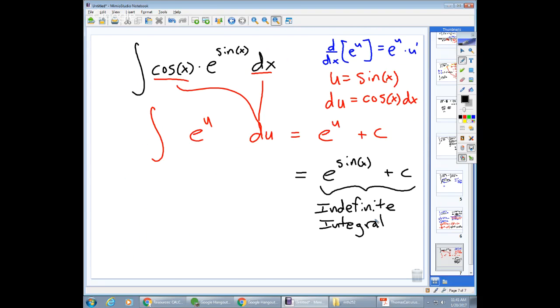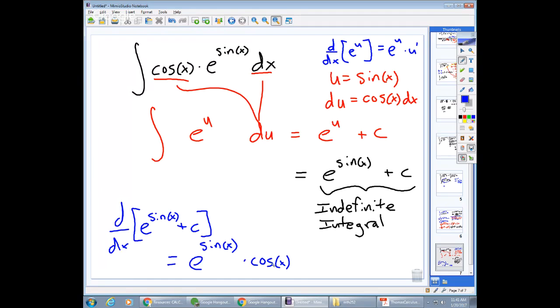Yeah, yeah. And just double checking, if we take the derivative of that, we know the derivative of a constant is 0, so we can pretty much ignore that. And then we know the derivative of e to the something is e to the something. And the chain rule says you then need to multiply that by the derivative of the inner function. Derivative of the inner function is the cosine of x. And so we match.